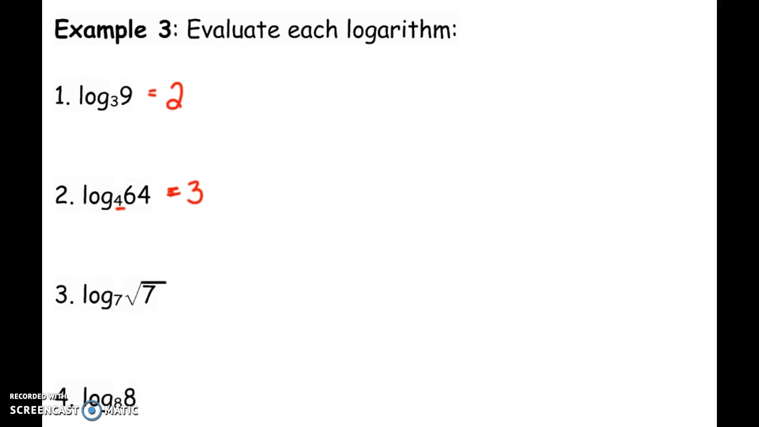Now, number 3 is a little weird. It doesn't happen very often that a square root shows up inside of a logarithm, but it does happen from time to time. So that's saying 7 to some power is equal to the square root of 7. What power would that be? The 1/2, because the square root is equivalent to the 1/2 power. Power over root.